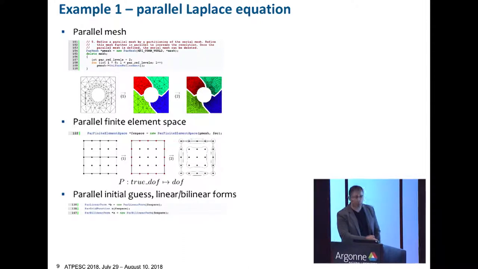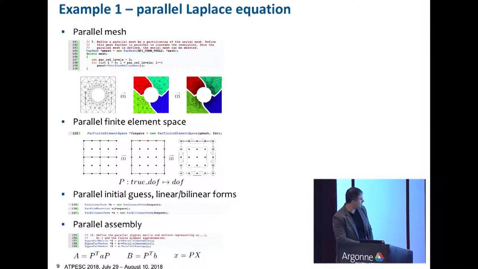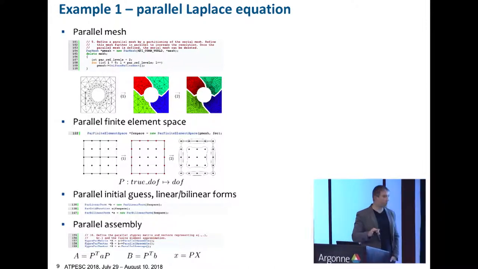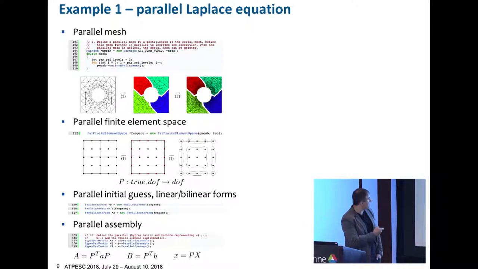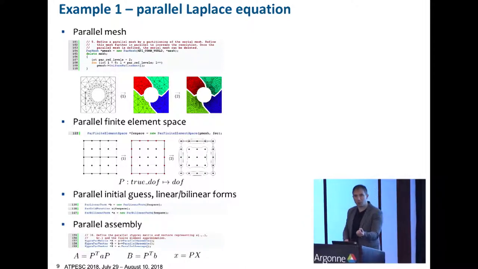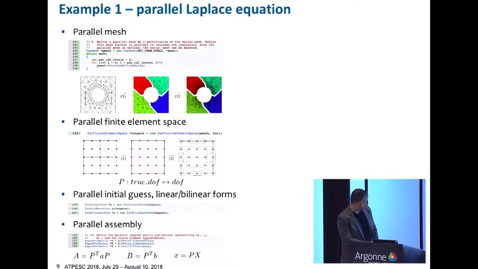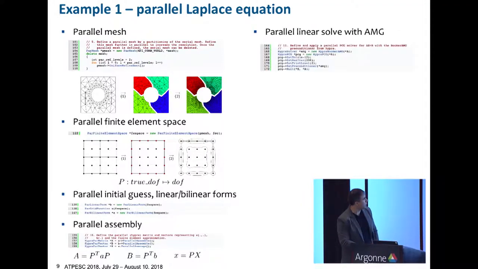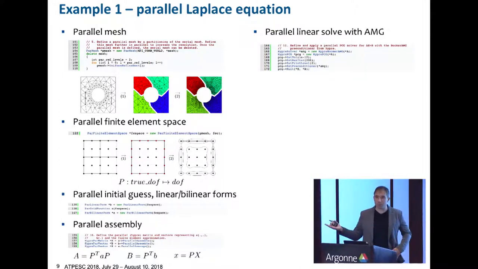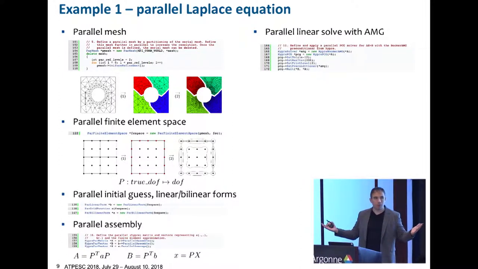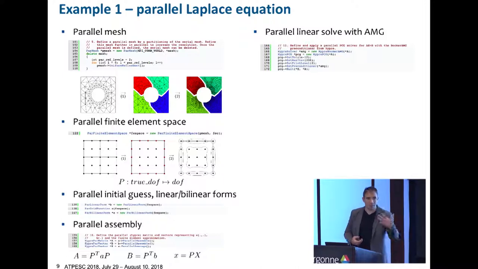The initial guess, linear form, bilinear form, these are just some code decorations, really. And once you have defined this parallel mesh and parallel finite element space, you just assemble locally and you tie them together with this interpolation operator for variational restriction. I'm going to go into more details in a second. In this case, this is a great place to use algebraic multigrid from Hypre. You have a global parallel system and you just give it to Hypre. Hypre is very scalable.